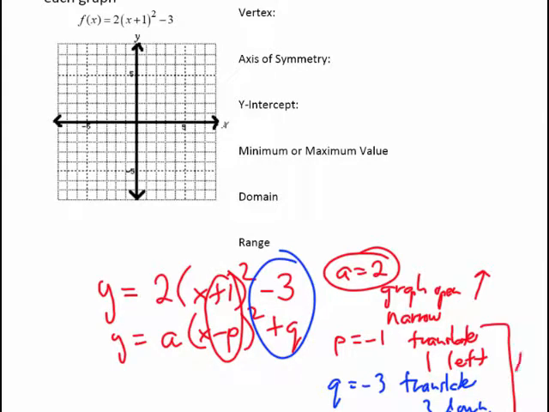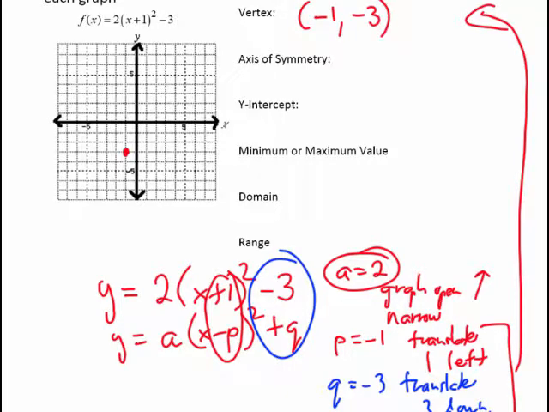And what the translation information gives us is the vertex. We're not vertexed at 0, 0. We are 1 unit left and 3 units down right there. So my vertex is -1, -3, which, as we indicated before, is the values of the P and Q parameter. The axis of symmetry runs through the vertex vertically. So the axis of symmetry is this reflection line. So we know that that's x equals -1.